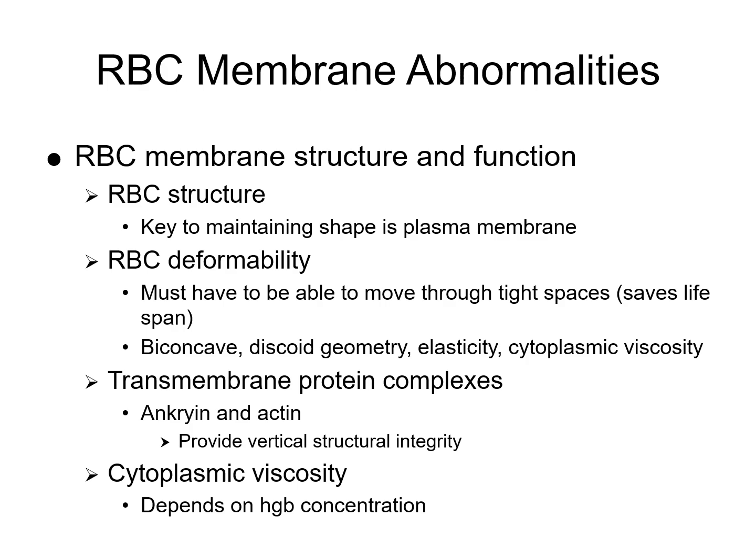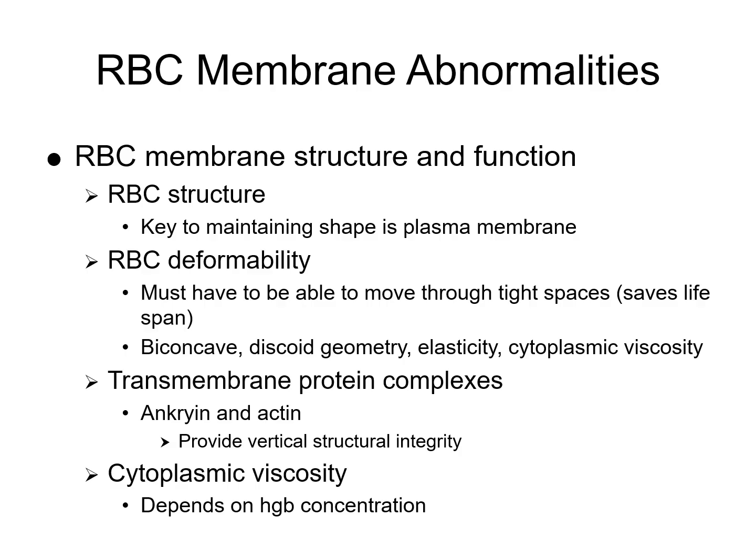For the membrane protein complexes, the membrane integrity is going to depend on the transmembrane protein complexes, and these proteins include ankyrin and actin. These provide vertical structural support by anchoring the lipid bilayer to the underlying cytoskeleton. Defects or mutations in these proteins can cause instability of the membrane, which can lead to membrane loss or shape abnormalities and increased red blood cell destruction.